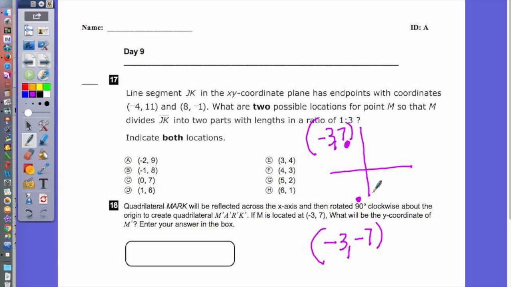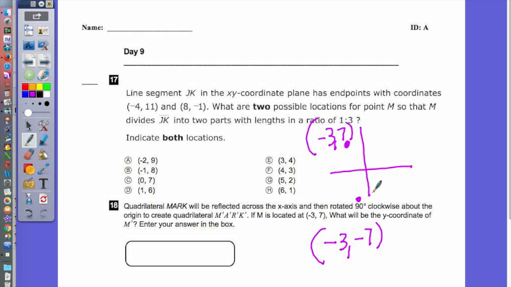A 90-degree clockwise rotation is, if we're using a rule, what rule do we use? 90 degrees clockwise, what rule do we use? Not negative y, x, Tyler. We use the rule for 270 counterclockwise. Okay, Tyler, you gave me the rule for 90 counterclockwise. So just make sure you remember that those rules are for counterclockwise.